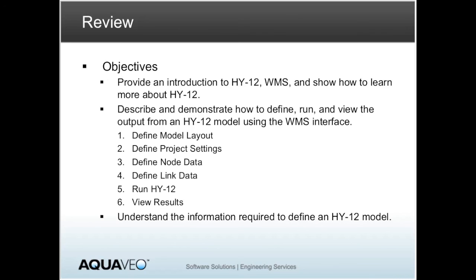Automated tools exist that can be used to define elevations in your HY-12 model. After defining your link and node data, run HY-12 and view the results from running HY-12, including the detailed text file output, the hydraulic grade line, and the elevations in the storm drain network.